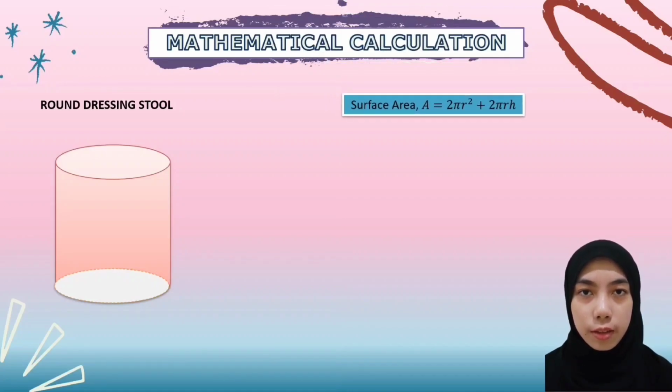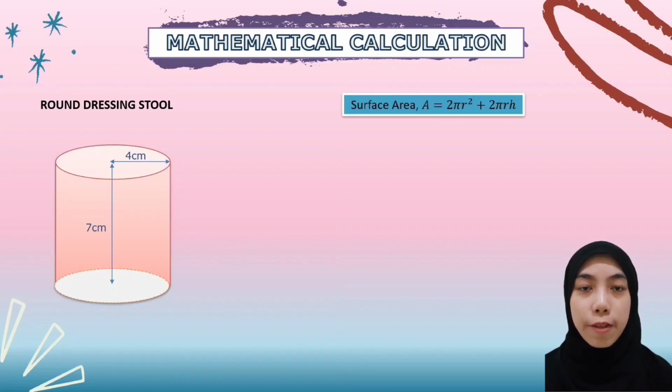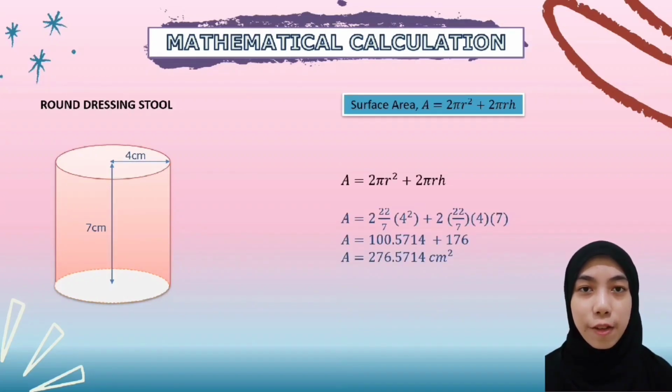As shown in this slide, the formula is 2 pi r squared plus 2 pi r h. It's given that the radius of the cylinder is 4 cm and the height is 7 cm. By using that formula, just insert all the information given. This is how the calculation would be. 2 pi, which is 22/7, multiplied with 4 squared, plus 2 multiplied by 22/7 multiplied by 4 and multiplied by 7. Calculate it all and you will get 276.57 cm squared as the final answer.